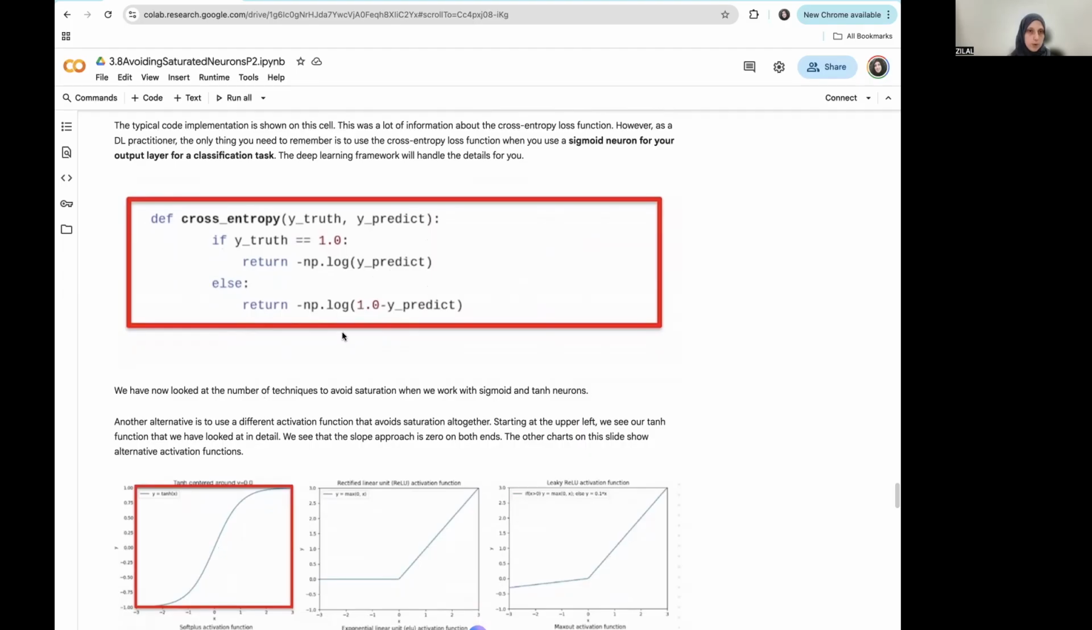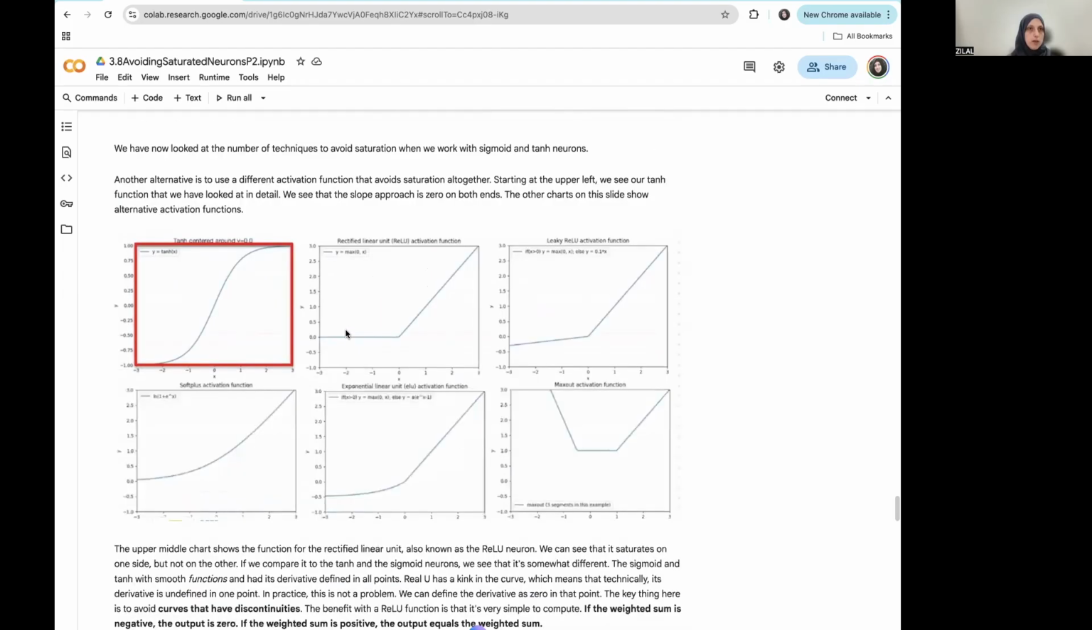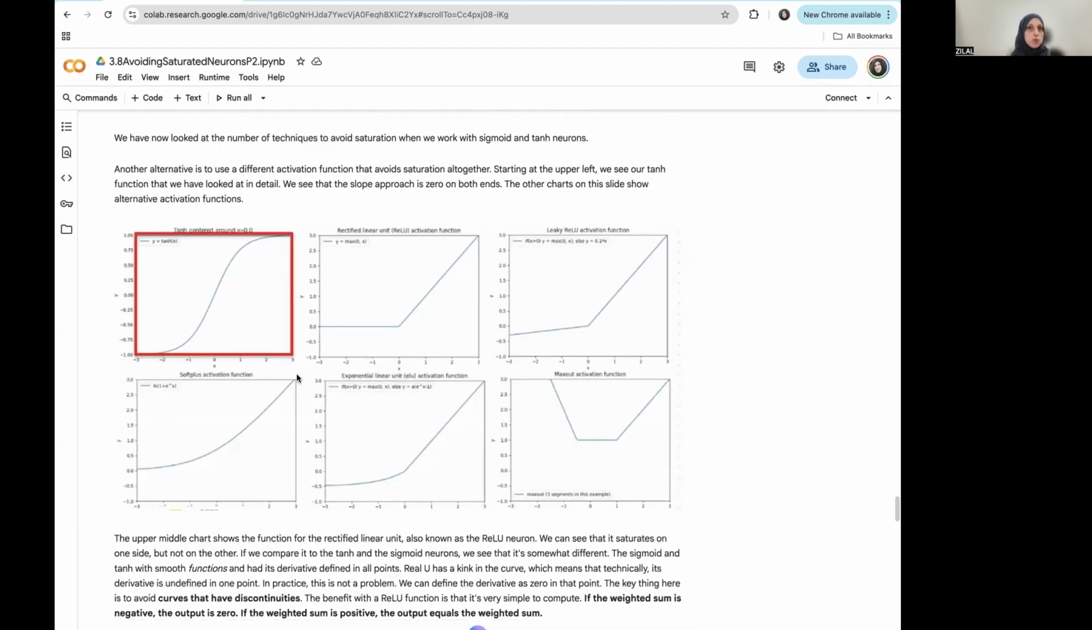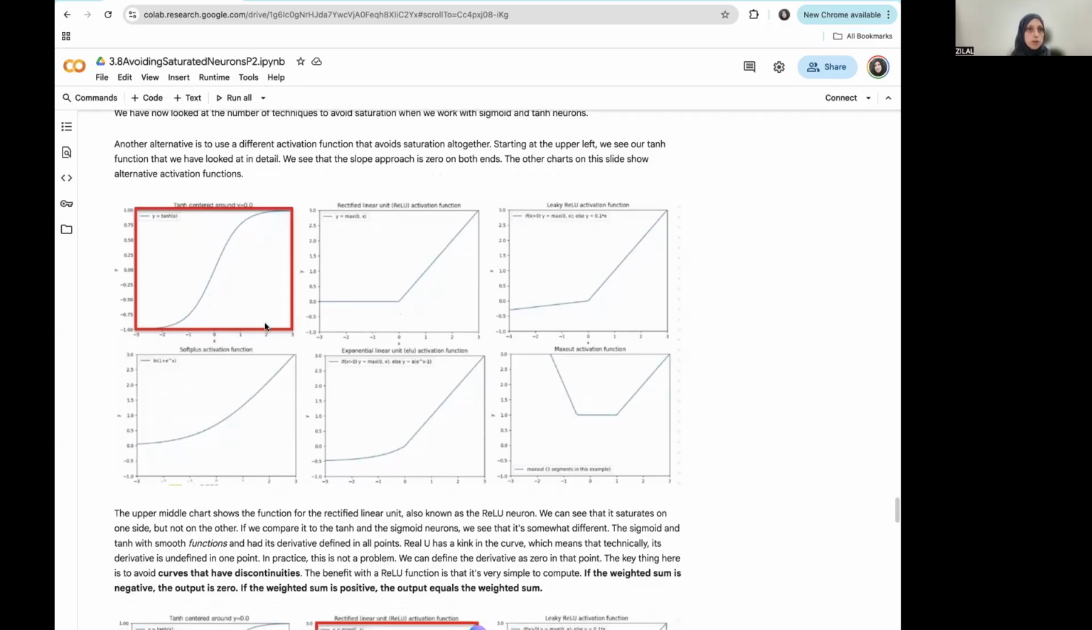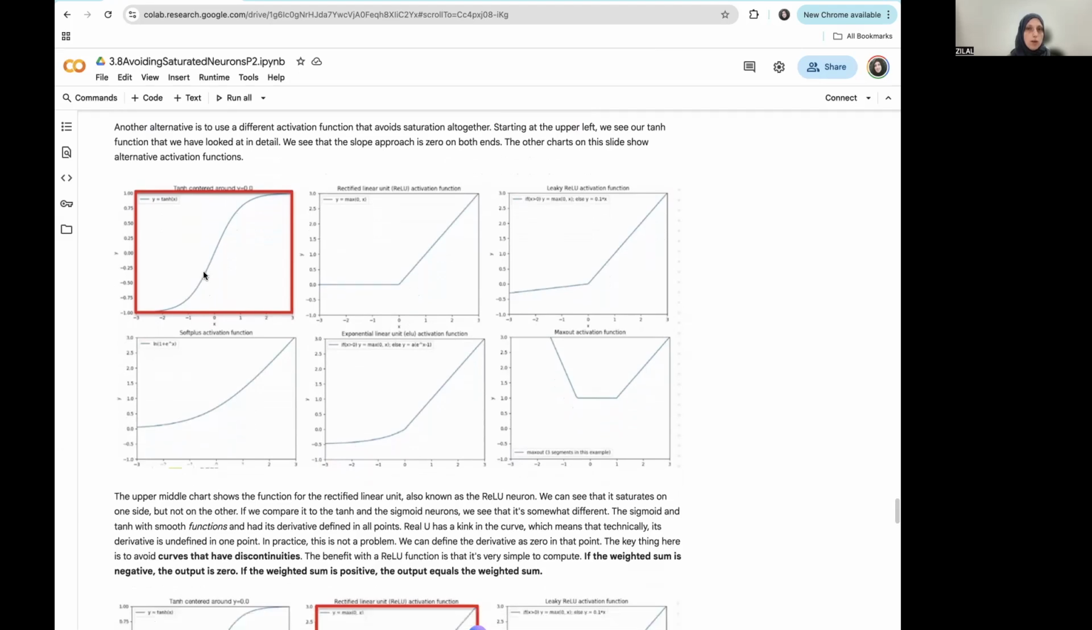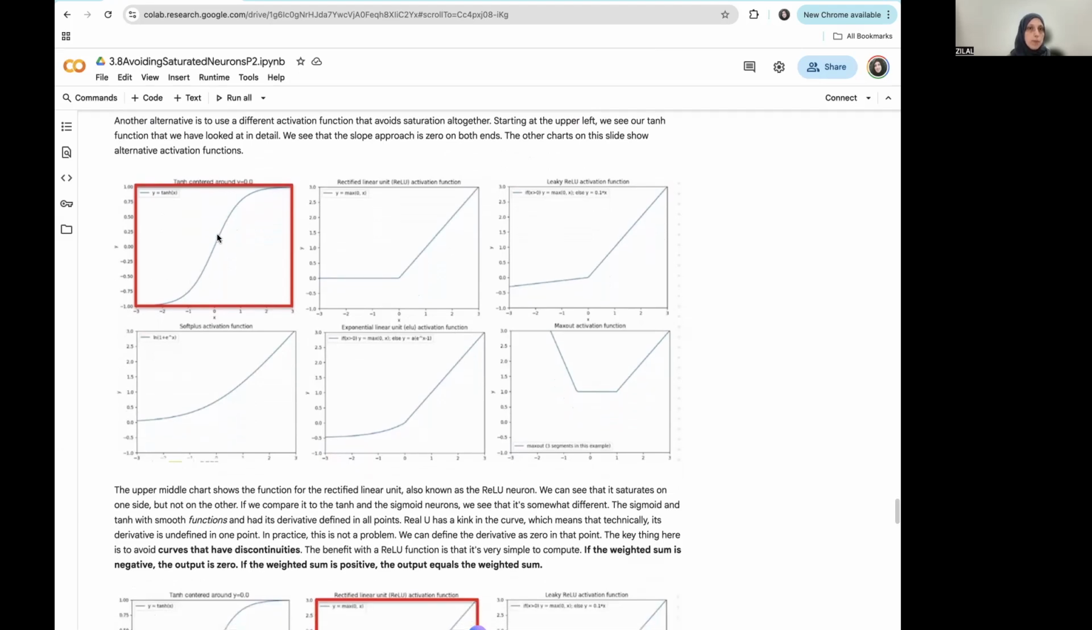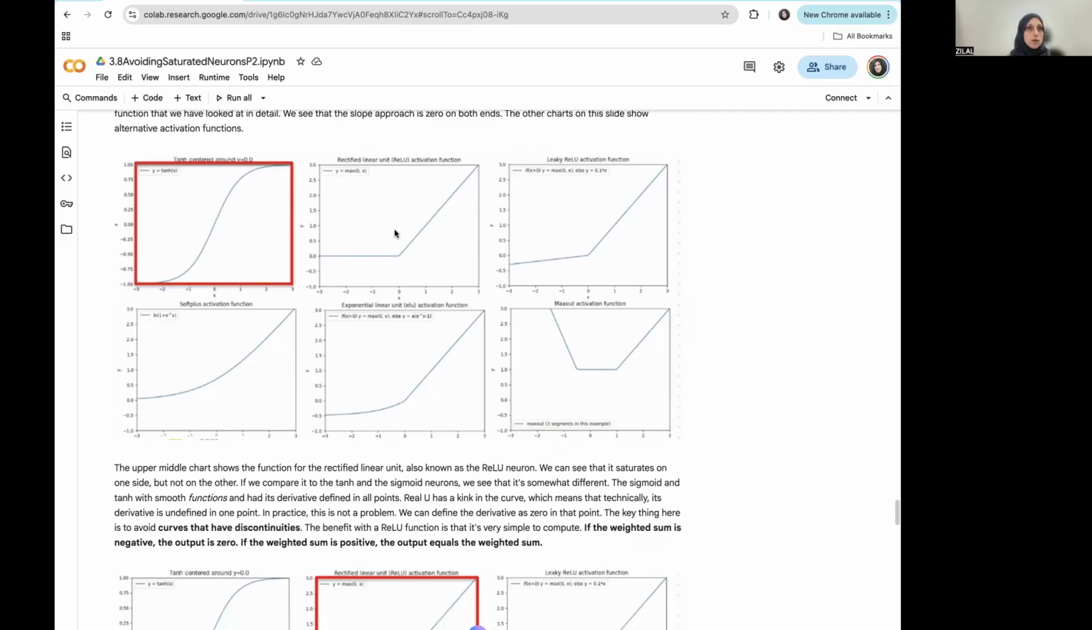So we looked at a number of techniques to avoid saturation when we work with sigmoid and tanh neurons. Another alternative is to use a different activation function that avoids saturation altogether. Starting at the upper left, we see our tanh function that we have looked at in detail. We see the slope approaches 0 on both ends. The other charts on this slide show alternative activation functions.